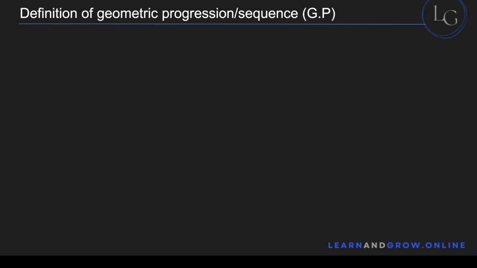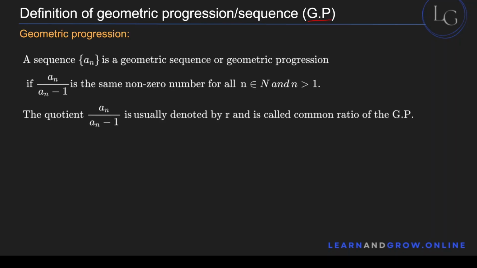Now, let's discuss what a geometric progression or a geometric sequence is. We'll denote it by GP. So, what is a geometric progression? A sequence an, so any sequence, is a geometric sequence or a geometric progression if an over an minus 1 is the same non-zero number for all n, where n is any natural number and basically n is greater than 1.